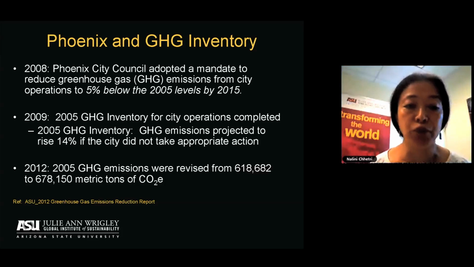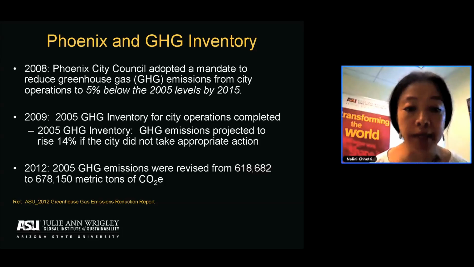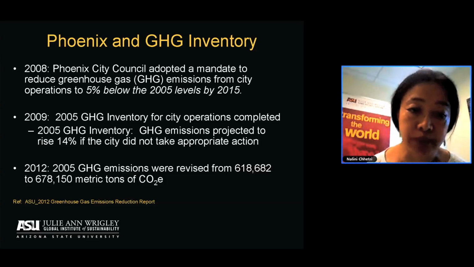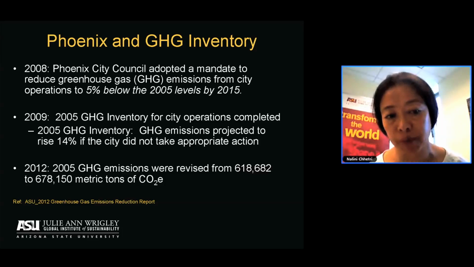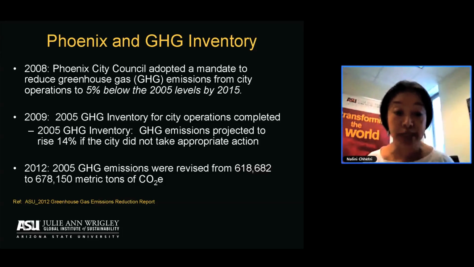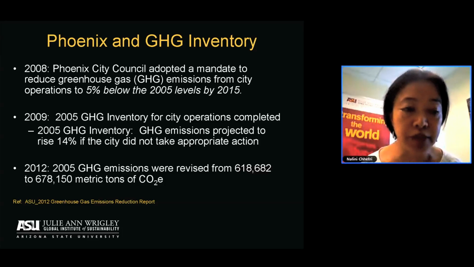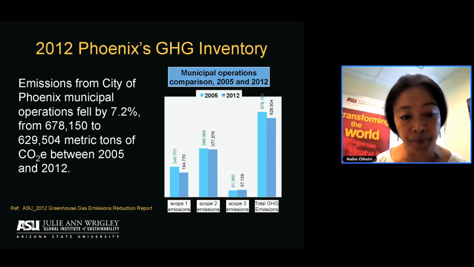By 2009, they invited ICLEI and the consultants with ICLEI to do their emissions inventory for them. The bottom line of that was that the emissions were projected to rise by 14% if the city did not take appropriate action. So in 2012, we were working very closely with the city managers, the environmental managers by then, and they had come to the conclusion that the greenhouse gas emissions for 2005 were actually higher than they had predicted, and were revised to 678,150 metric tons of carbon dioxide equivalent. So this was the background within which we came in to do our own emissions inventory.